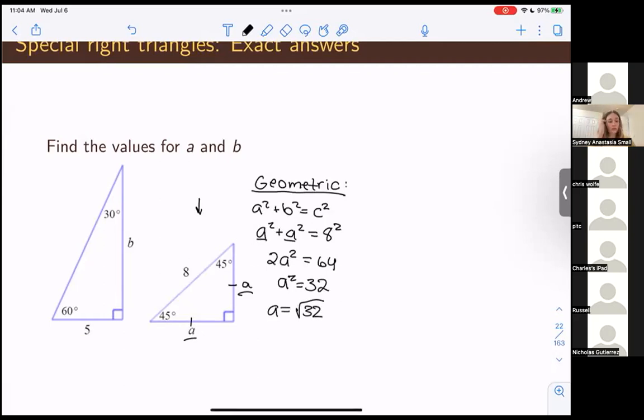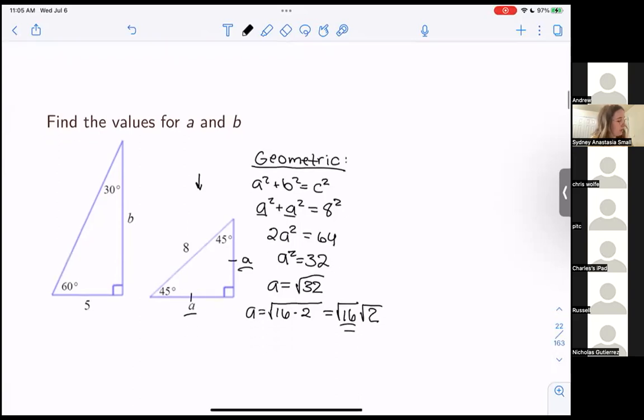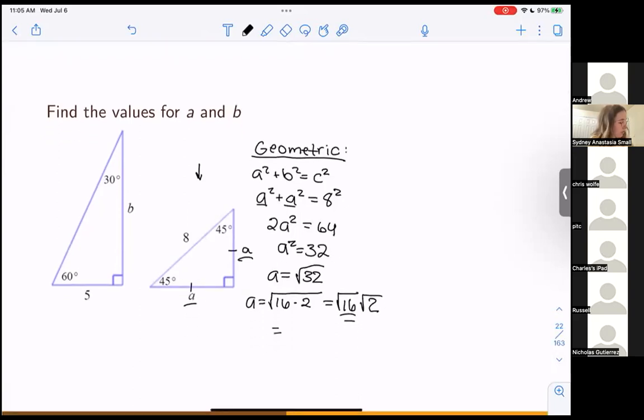And just to clean this answer up a little bit, I know that 32 is equal to 16 times 2. And using laws of square roots, that's the square root of 16 times the square root of 2. If you remember, if we have multiplication under the same square root, we can split it up like that. And we know the square root of 16 is just 4. So a is equal to 4 square root of 2.